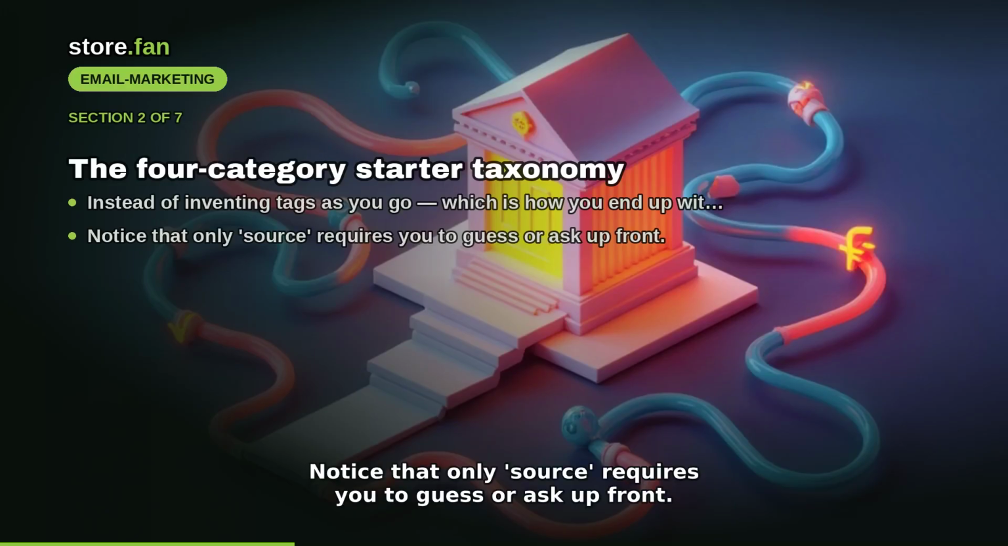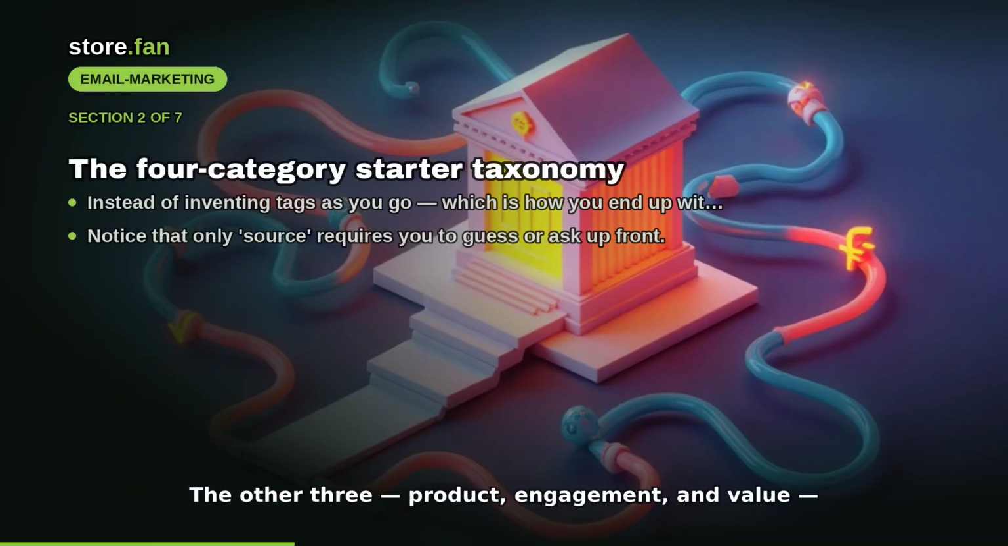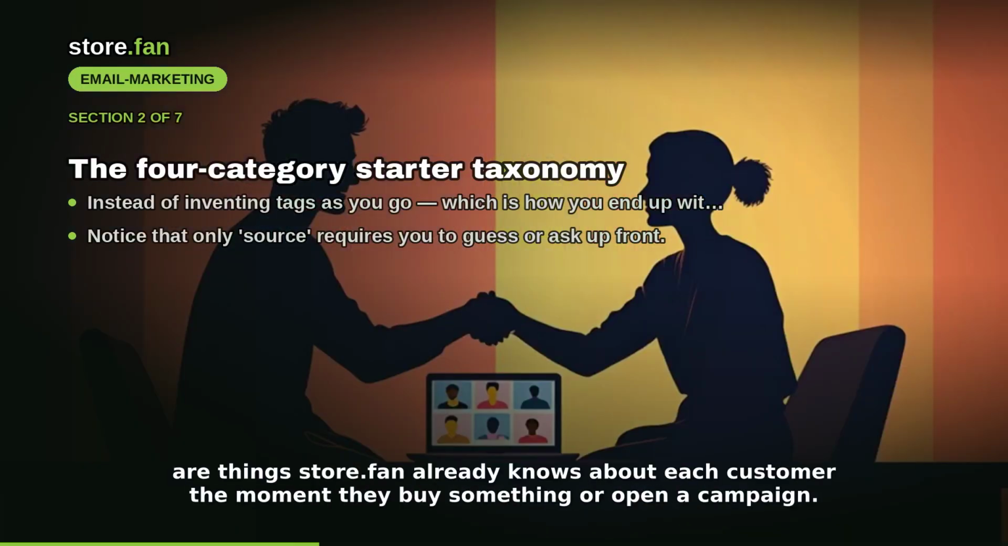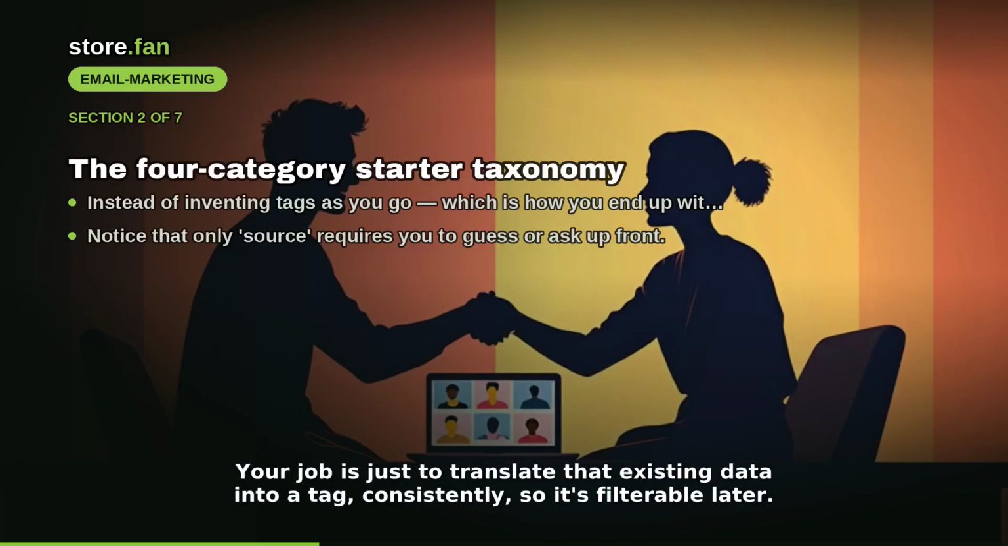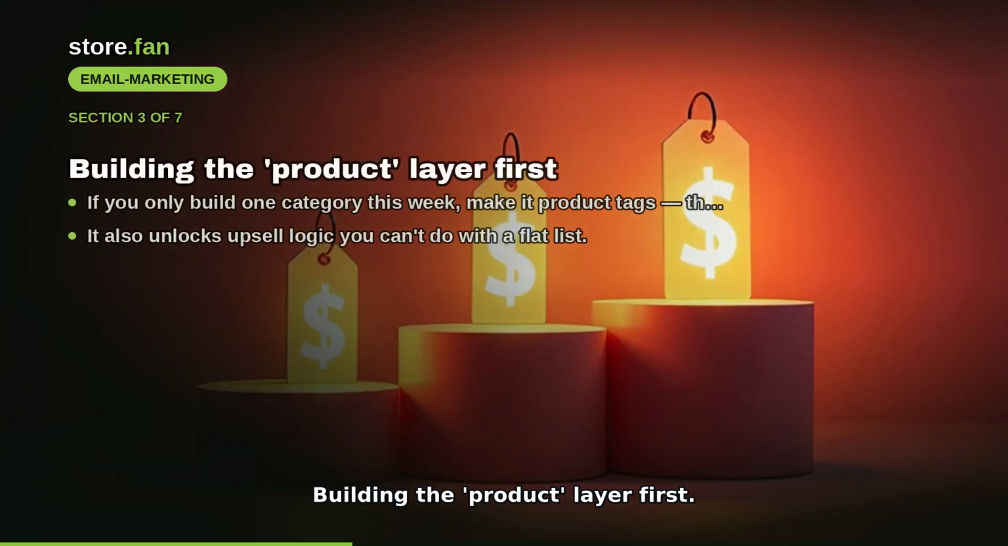Notice that only source requires you to guess or ask up front. The other 3, product, engagement, and value, are things store.fan already knows about each customer the moment they buy something or open a campaign. Your job is just to translate that existing data into a tag consistently so it's filterable later. Building the product layer first.